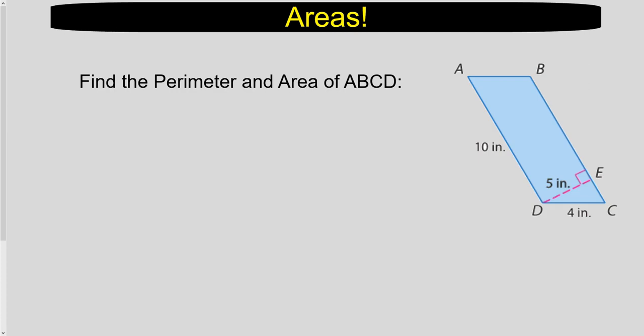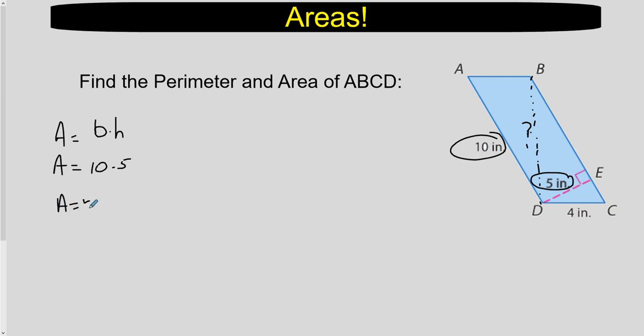So let's find the perimeter and the area of parallelogram ABCD. So the area is base times height. So the area is going to have to be the base, or 10, times the height, which would be 5, not 4. Now, 4 could be considered the base also, but if we were going to use that, I would have to know this height, which we don't know. So we can't use that as the base. So 10 has to be the base, 5 has to be the height. So the area is going to be 50 inches squared.